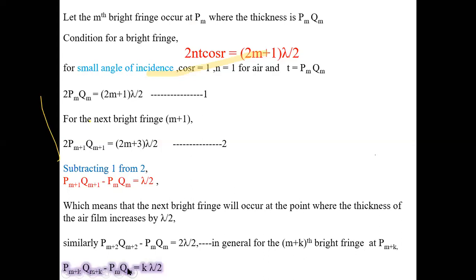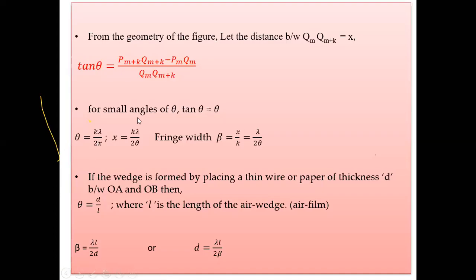In our equation, this corresponds to K lambda by 2. Therefore, we get K lambda by 2 over x. Therefore, we get theta as K lambda by 2x. Or, to find x, the distance between two successive points on the base, x equals K lambda by 2 theta.